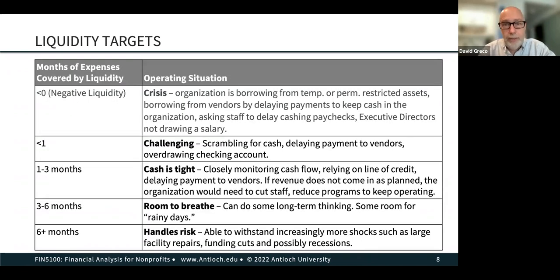Now, in terms of liquidity, we've talked a lot about this goal of 3 to 6 months. Why? Well, if we're less than 0, meaning we're in negative liquidity, right? We're borrowing from our restricted assets. We're borrowing from vendors, right? We're asking staff to delay cashing paychecks. Executive directors maybe not even drawing a salary. And that's just not a situation that's going to be sustainable for a very long period of time, right? That's not a space where you can be adaptive and flexible and innovative. It's not a space where you can take risk and try new things, right? You're in a crisis situation.